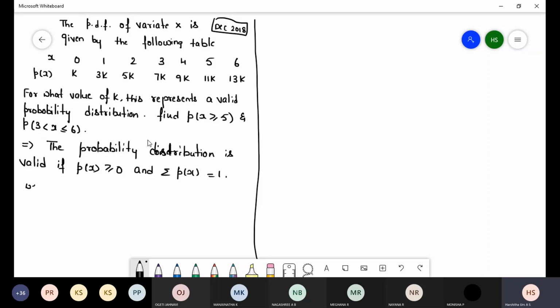So let us start here. We have, for the first condition, k is greater than or equal to 0. Next, add all the P of x, means k plus 3k plus 5k plus 7k plus 9k plus 11k plus 13k, equate it equal to 1. Now add these terms and tell me the k value. LHS side you can tell.